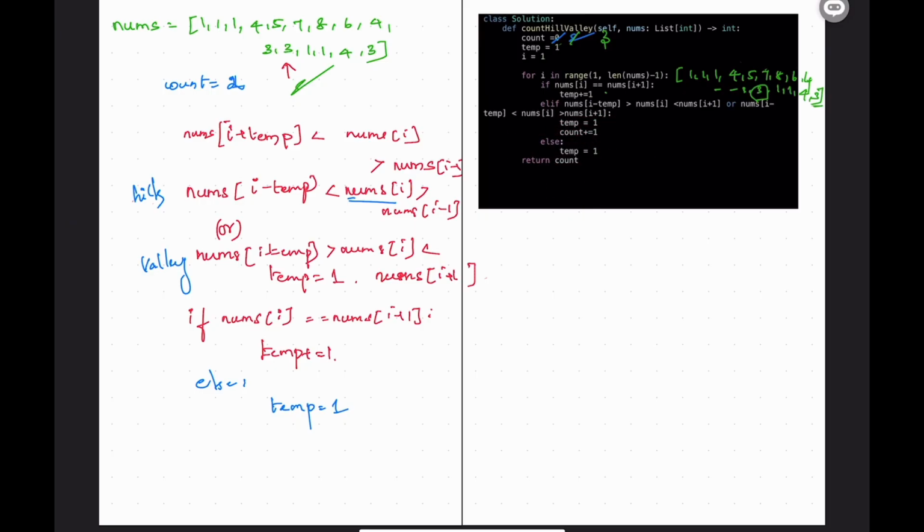So what basically is the time complexity and space complexity? Time complexity is order of n, we are just traversing. And the space complexity is order of 1, we are not storing anything apart from temp and count. Those are just variables, so that won't contribute to anything.